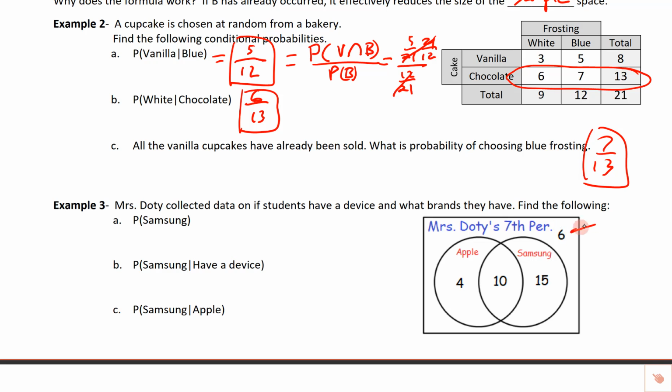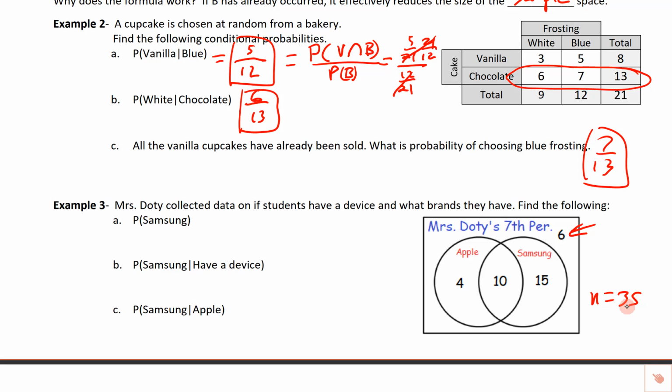Can somebody describe that? They don't have either, okay? So they don't have a device, okay? So this is no device. So we need to know what N is. We need to know how many people there are in her class or how many people she surveyed. So that would be, if we add them up, 35. Okay, 35 in the sample space.